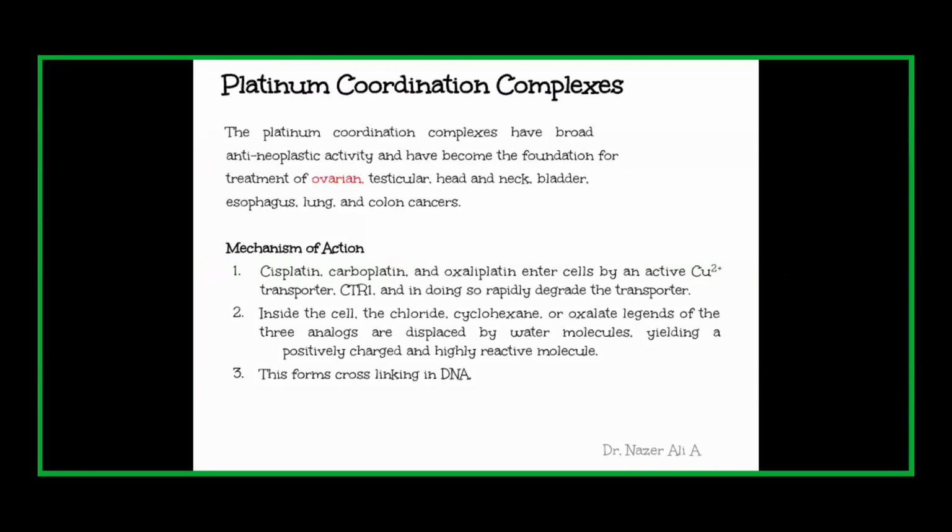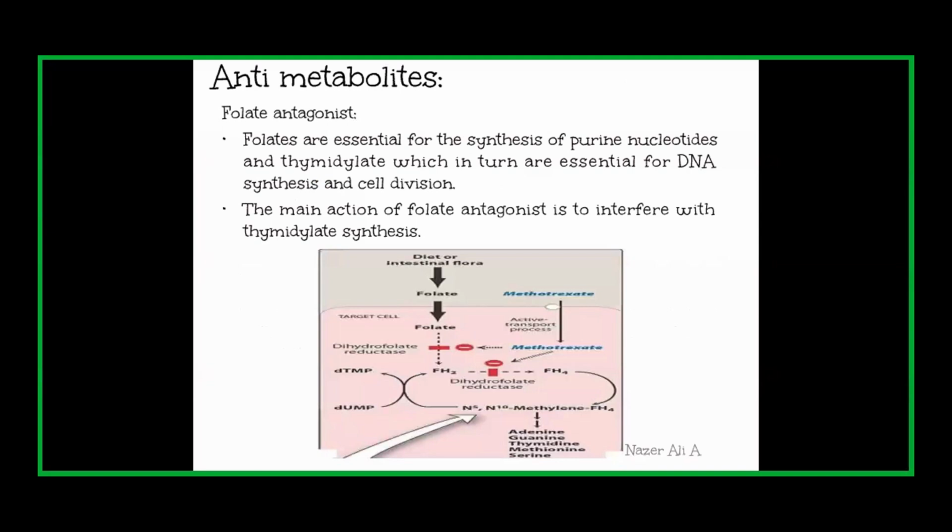So coming to the next drug, which are anti-metabolites. Anti-metabolites means it deals with the folates and it deals with the purines and the pyrimidines. So what happens during S phase? In S phase, you all know that the DNA is replicated.